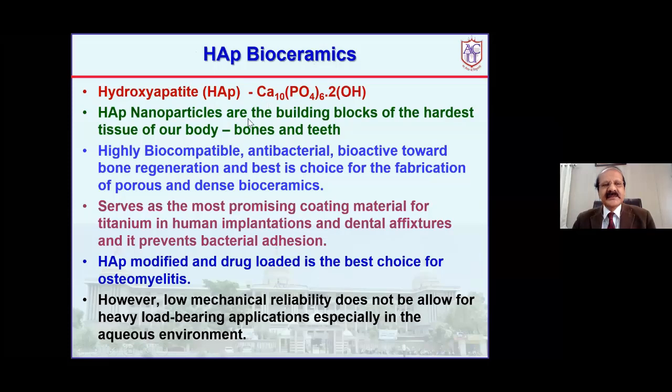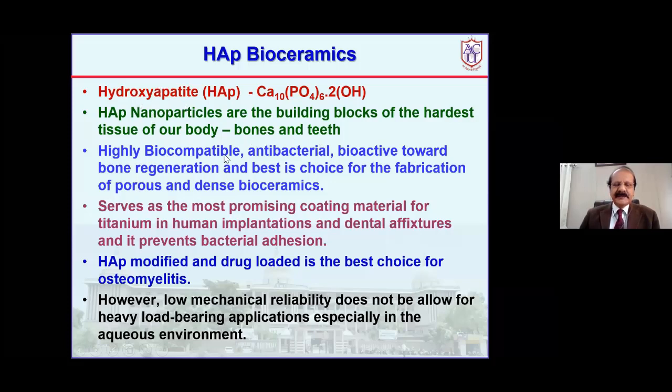Now, I'm going to focus mainly on hydroxyapatite as a bioceramic, followed by zinc oxide very briefly. All of you know hydroxyapatite is nothing but calcium phosphate, hydrous calcium phosphate. The general formula is this. And the stoichiometric ratio of calcium to phosphorus is 1.67. 1.67 is the stoichiometry of Ca to P. And hydroxyapatite nanoparticles are the building blocks of the hardest tissue of our body, that is bones and teeth.